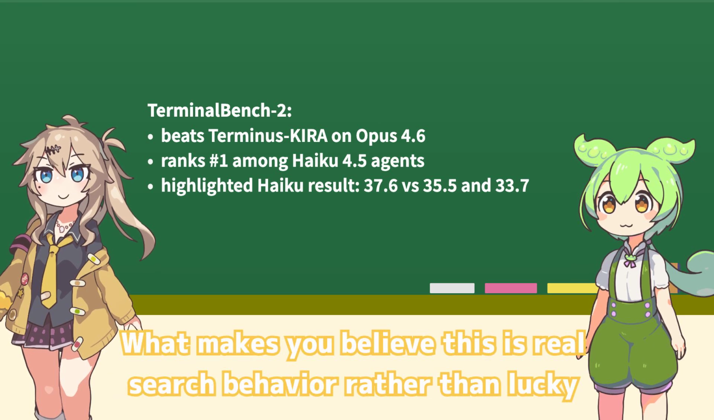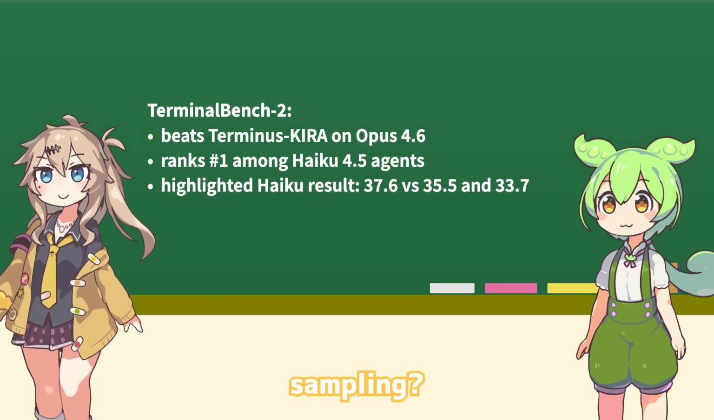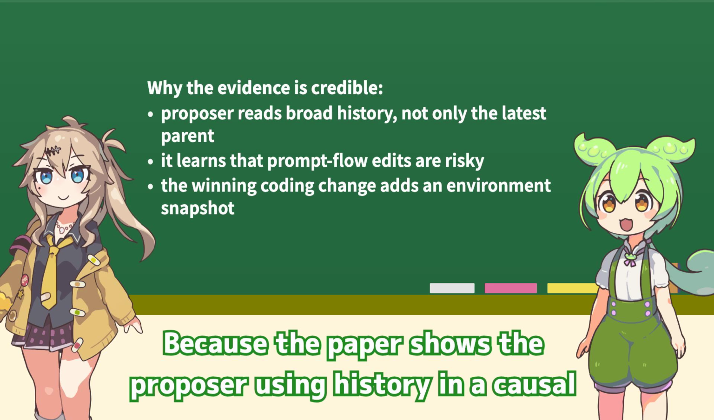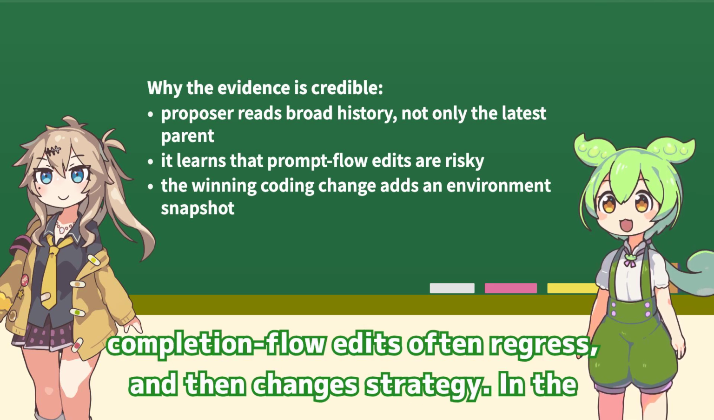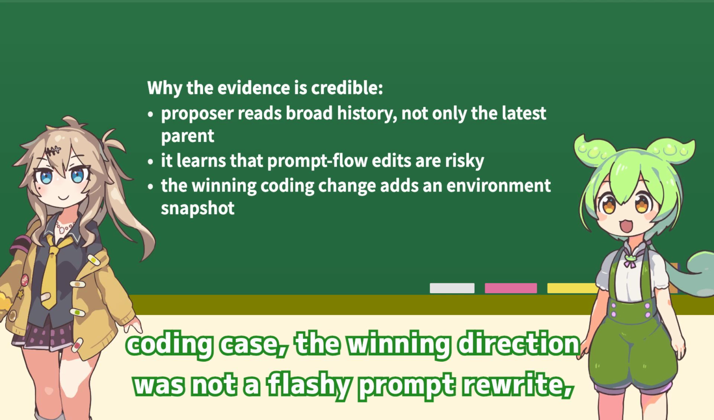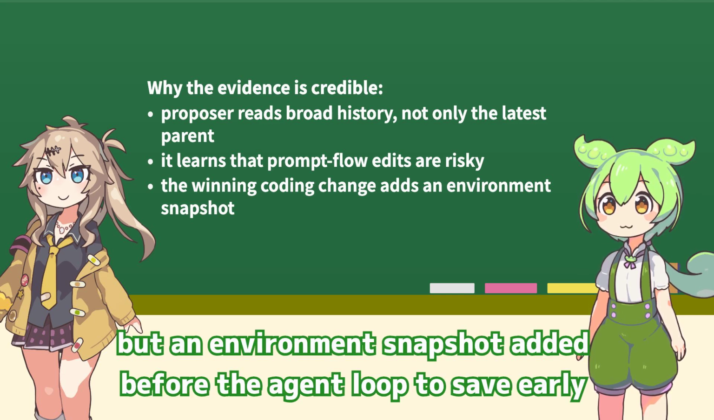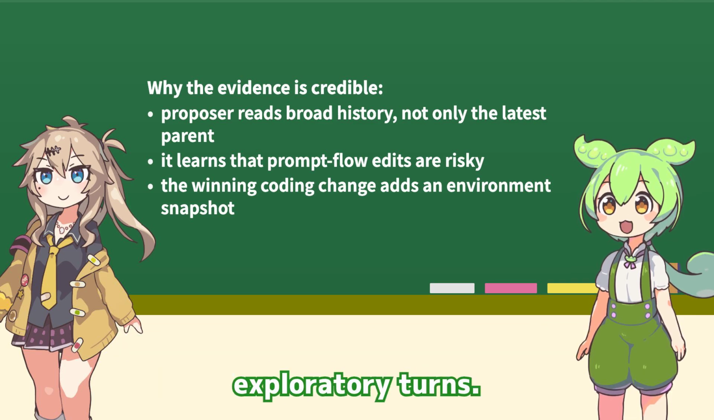What makes you believe this is real search behavior rather than mere sampling? Because the paper shows the proposer using history in a causal way. It reads dozens of files per round and notices that prompt and completion flow edits often regress. In the coding case, the winning direction was not a flashy rewrite, but an environment snapshot added before the agent loop to save early exploratory turns.